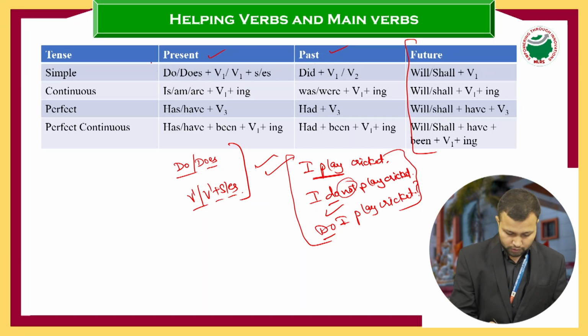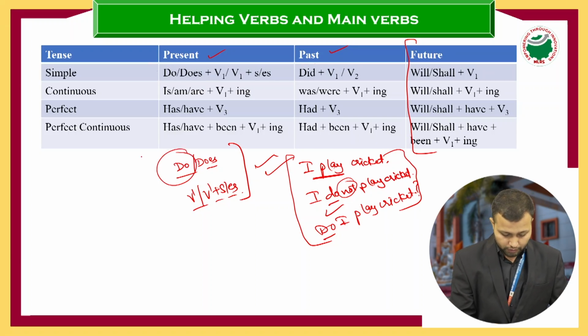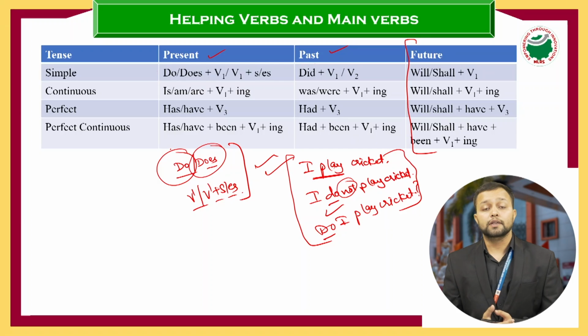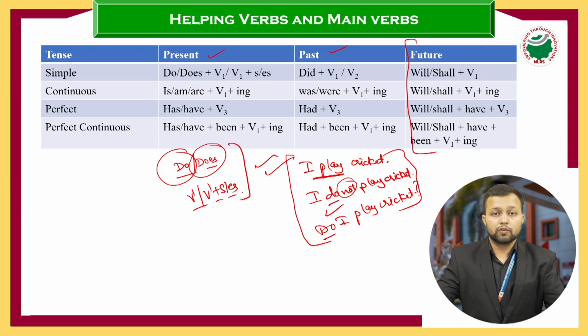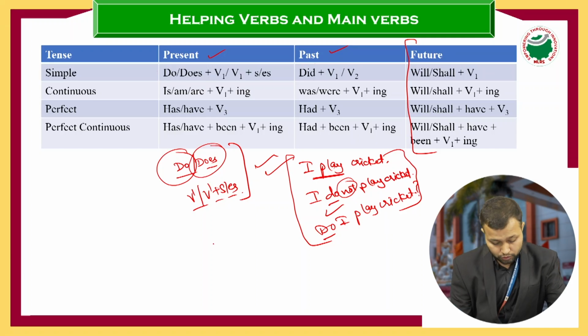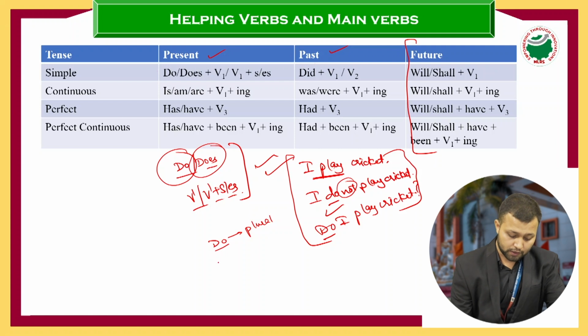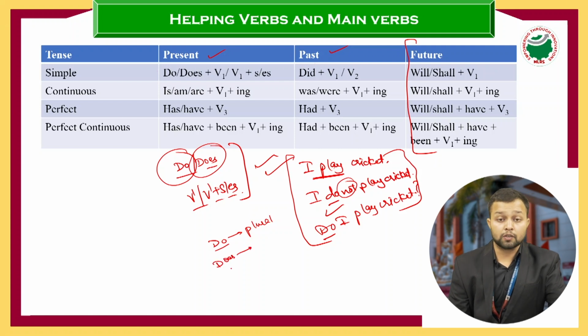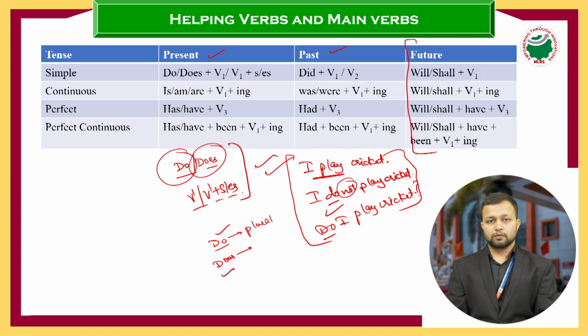Moving on to do or does. Two helping verbs are there. You might be confused why two helping verbs are there. Where do we use do and where do we use does? So, do is the plural form of verb and will be used with plural subject. Does is the singular form of verb and will be used with singular subject. Why is it the plural form of verb and why is it the singular form of verb?